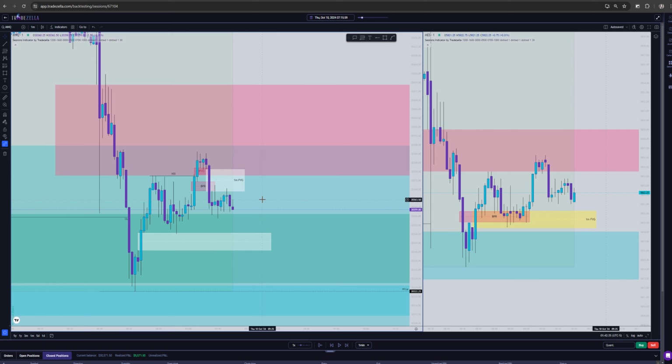Okay, and then another thing to note, there was a 15-minute gap right here as well. And that's also been respected. Bearish 15-minute. And then same here on the S&P. Oh, come on, why are my shortcuts not working? There we go. Yeah. Bearish 15, bearish 15.